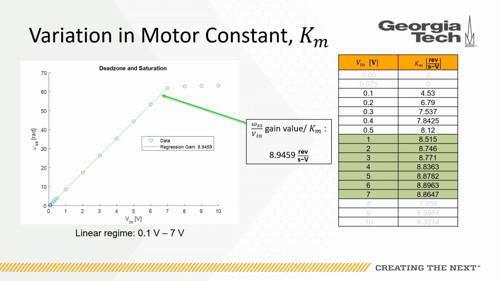The composite value of Km is determined by taking a linear regression of this data. When the input voltage is 1 volt and higher, the Km value associated with each individual voltage increases and is closer to the true Km value that is obtained from the linear regression. In the time domain model, Km was found to be 8.9459 revolutions per volt second.